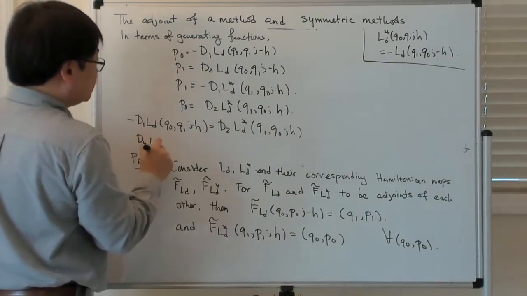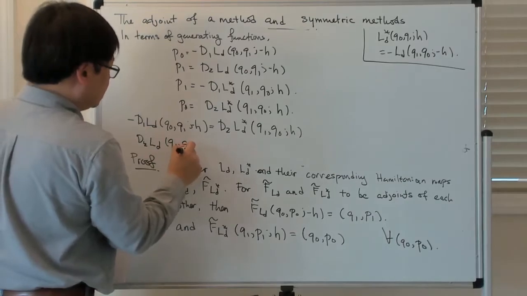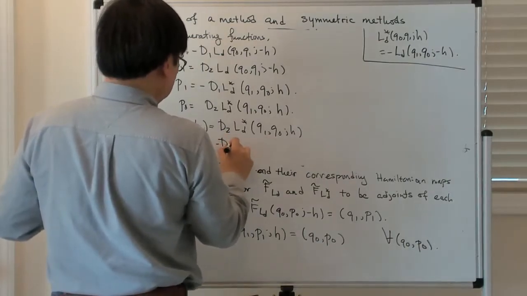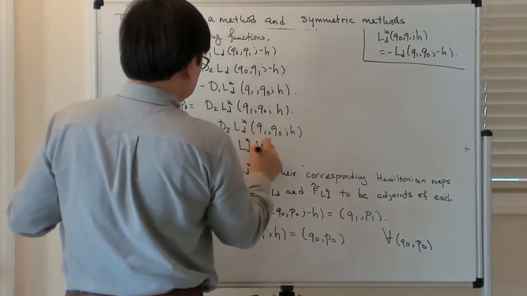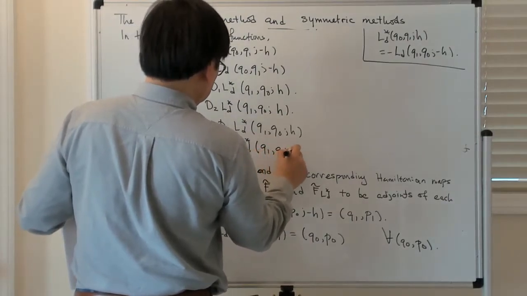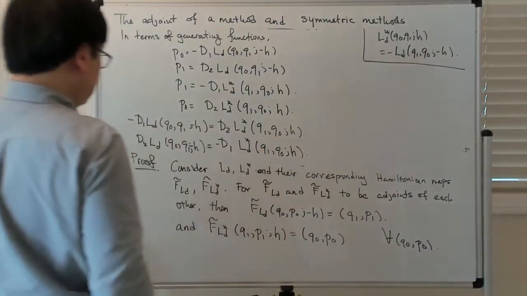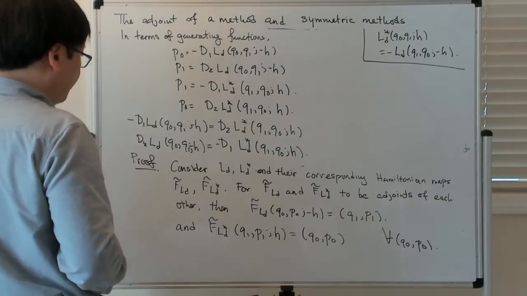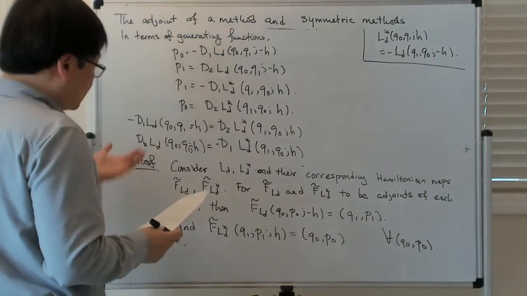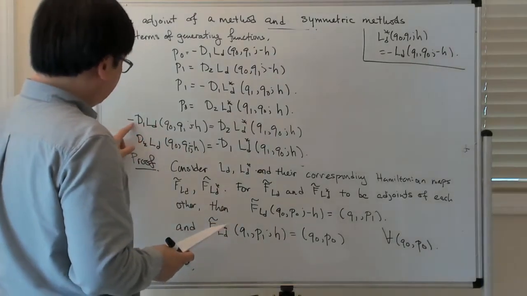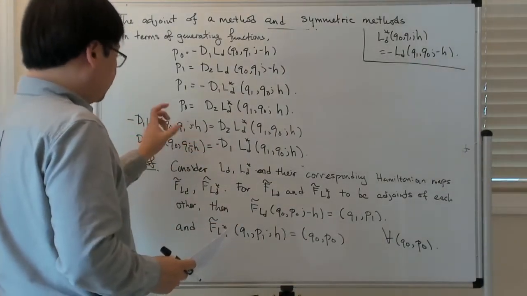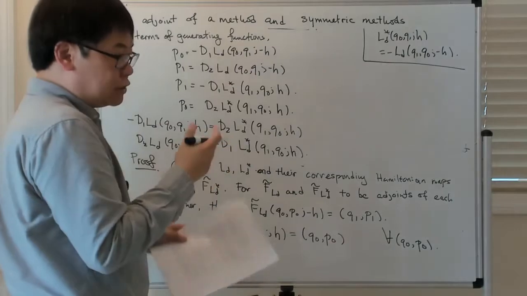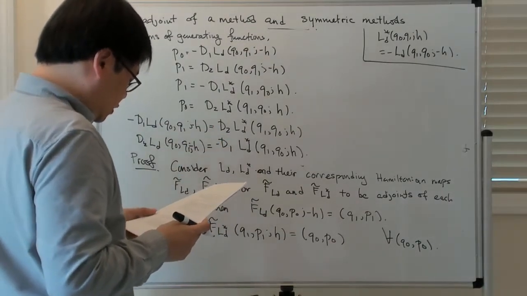And then something similar happens here: D2 L_D(q0, q1, minus h) is equal to minus D1 L_D star(q1, q0, h). So more or less this is saying that, up to this sign difference, and swapping q0 and q1, the partial derivatives of these two discrete Lagrangians with respect to q0 and q1 agree with each other.